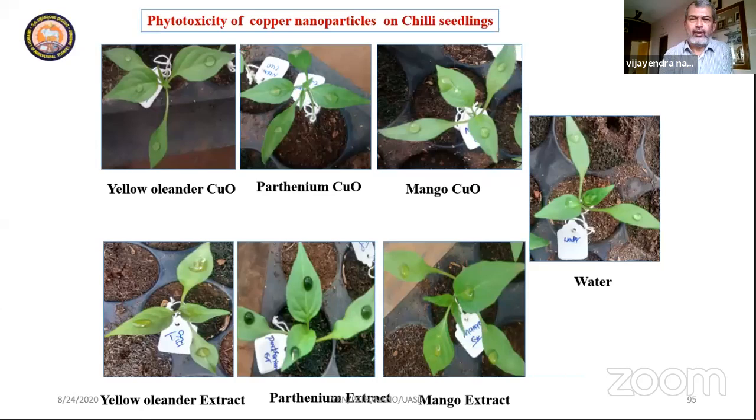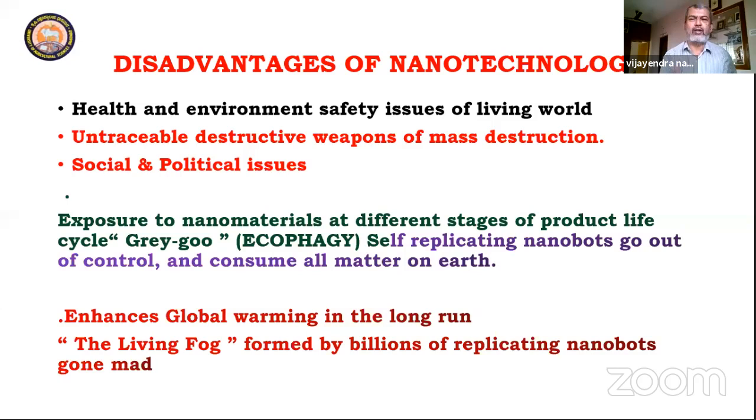Now we come to one point, what is called the disadvantages, the loss, the question marks found in these things. Is it an environmental problem or a health problem? You can find untraceable materials surrounding you, so it may destroy the entire system.